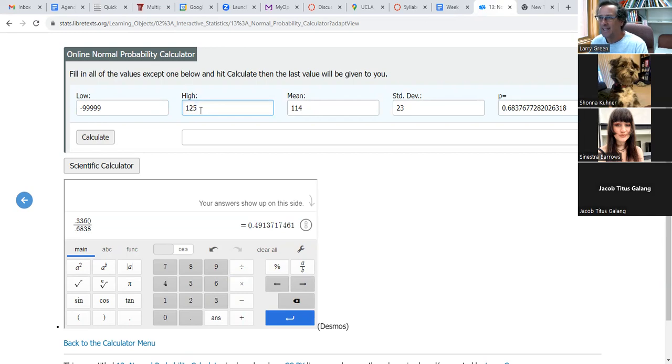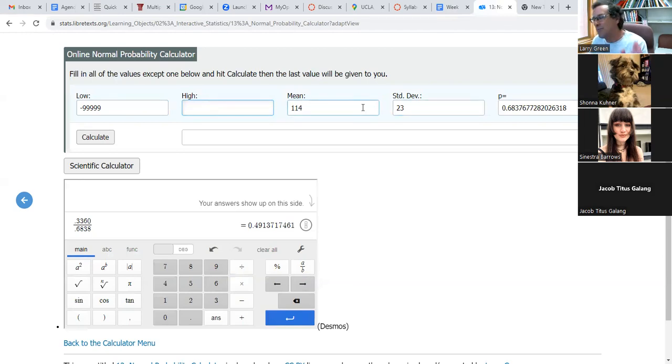The high. Okay, it's not 75. The value is not 75. This is a trick question because we don't know the high. That's what we want. The high is Q3. That's what we're trying to find, which means that's the one we're supposed to leave blank. Any questions on that idea? Q3 is a value of X. It's not a probability. So the high is that value of X we don't know. That's what we leave blank.